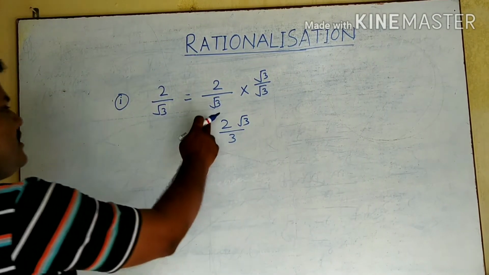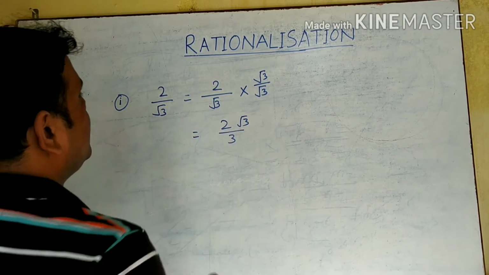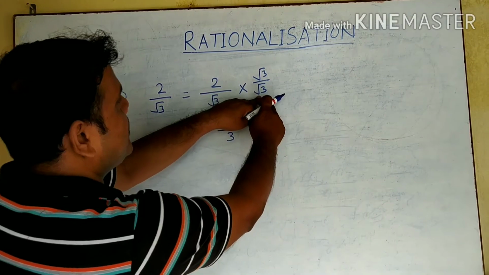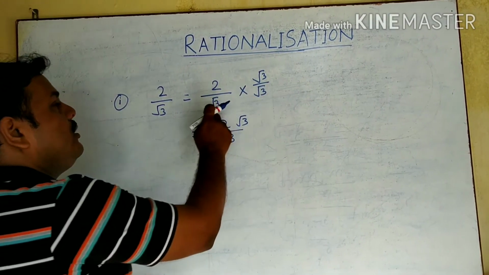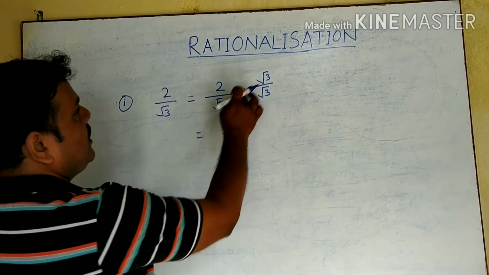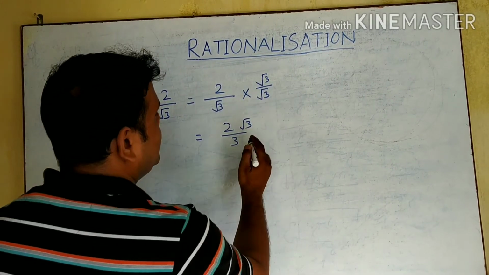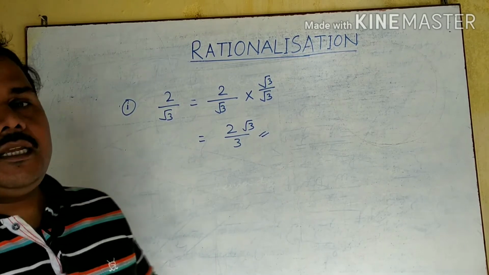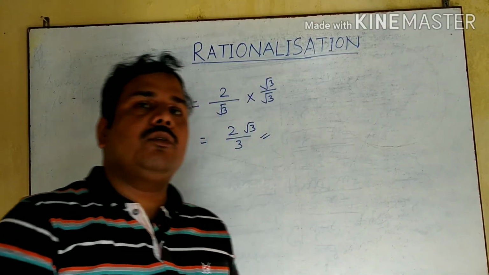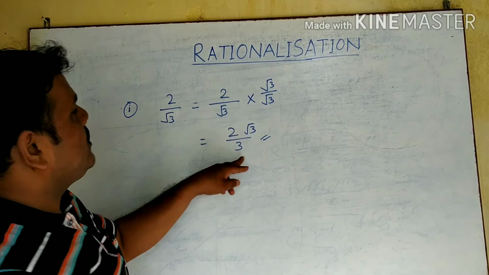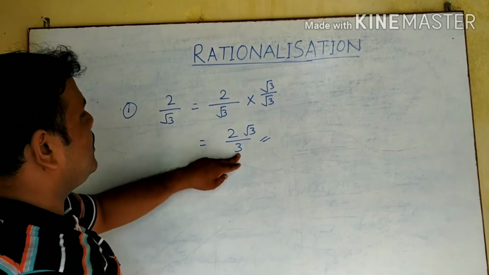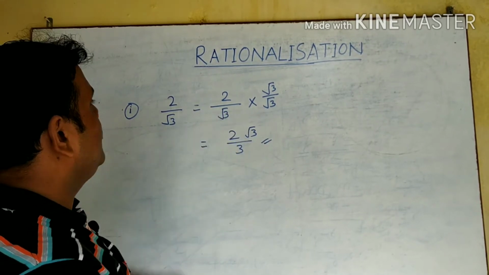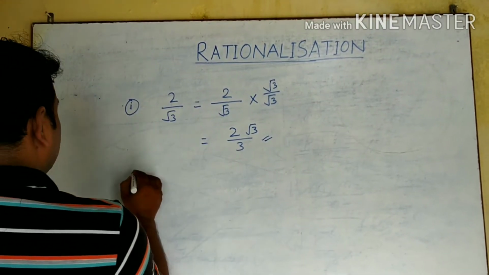Now this has become rationalized. So under root 3 is called the rationalizing factor, and we multiplied it in numerator and denominator, so we got this value. Okay, whenever you see there is an under root in the denominator, you convert it into a rational number, a natural number, which means you have to remove the root.